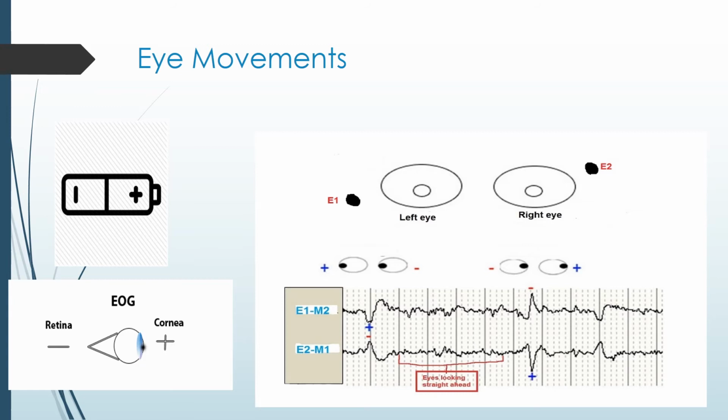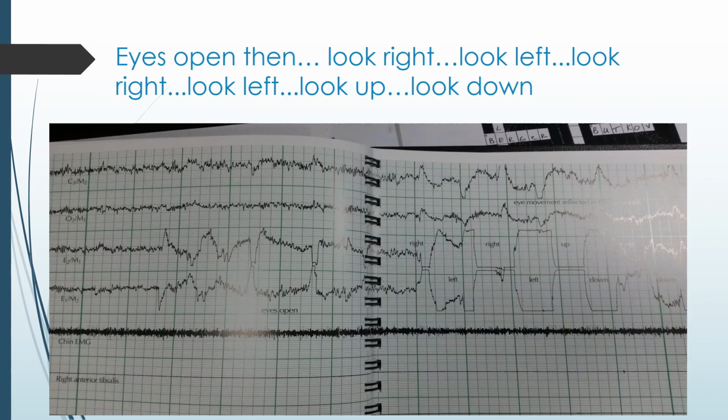A negative deflection, the line moves up. A positive deflection, the line moves down. Okay, let's go on to our next slide.